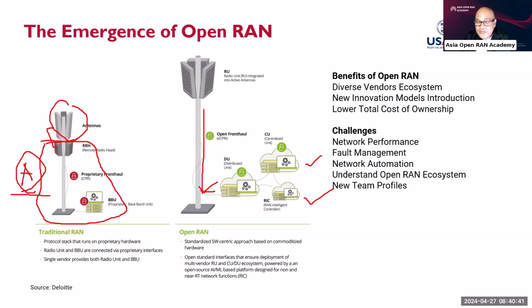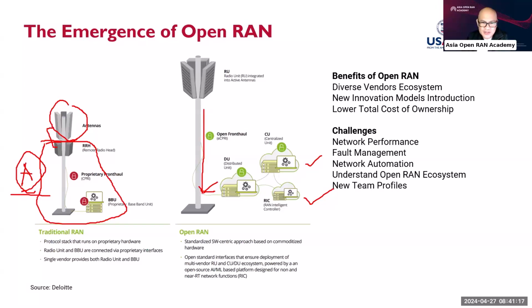Okay, so fault management. If you're using different vendors or different operators or different software, who will be taking care of the fault management? So that's one of the challenges. Of course, network automation, and then you need to understand the Open RAN ecosystem, and of course, new team profiles. You need to train people, especially in one operator that we've met, most of their RF engineers are also capable of IT skills, so programming skills.